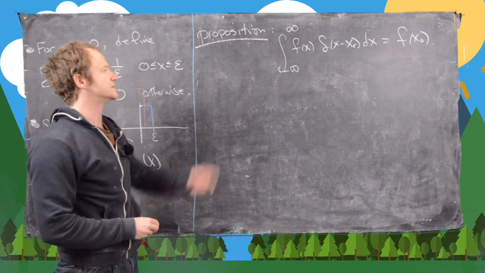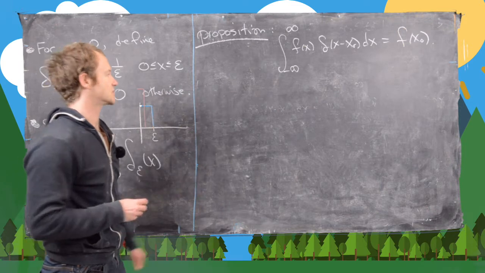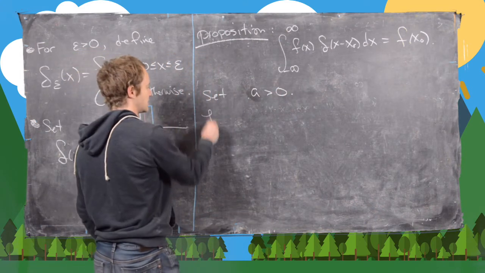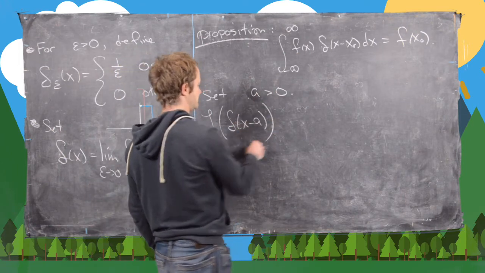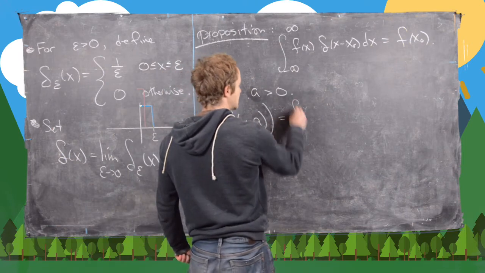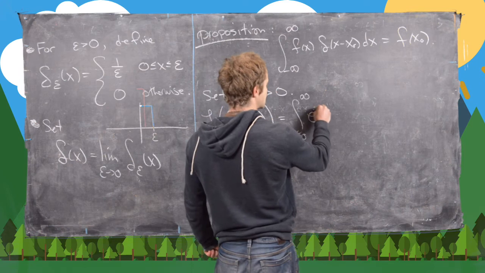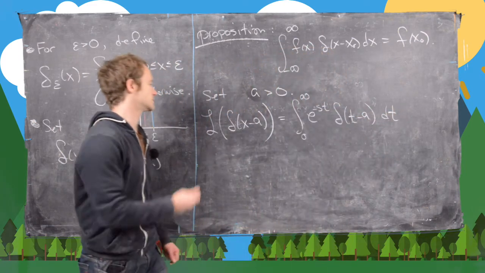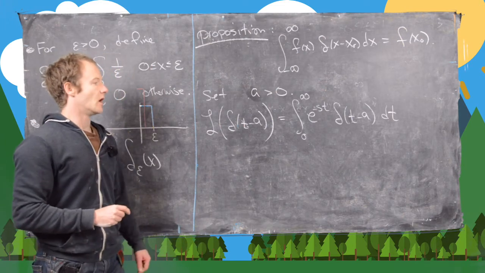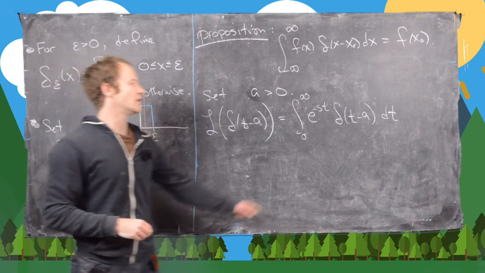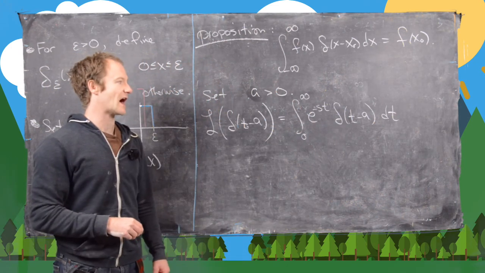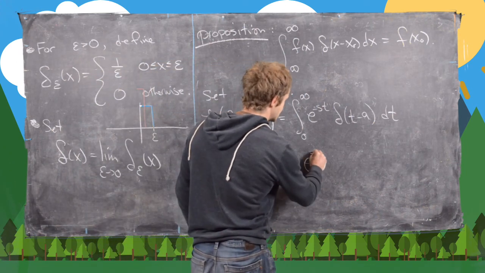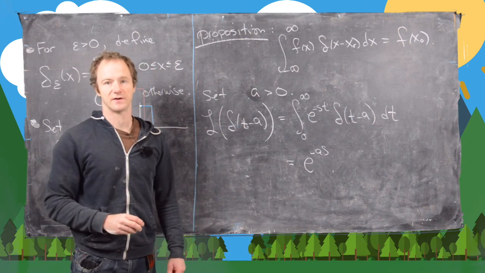Okay, so now that I've cleaned up the board, we're going to use this proposition to find the Laplace transform of this delta function. First of all, let's set a to be bigger than 0. Good. And now let's look at the Laplace transform of delta of t minus a. This is going to give us the integral from 0 to infinity of e to the minus st times delta of t minus a dt. Sorry, here we're using t as our variable. Now we can just apply the proposition that we proved to notice that this delta function inside this integral is just going to pick out the value of e to the minus st where t is equal to a. So in other words, we're going to get e to the minus as. That's the Laplace transform of this delta function. And that's the end of the video.